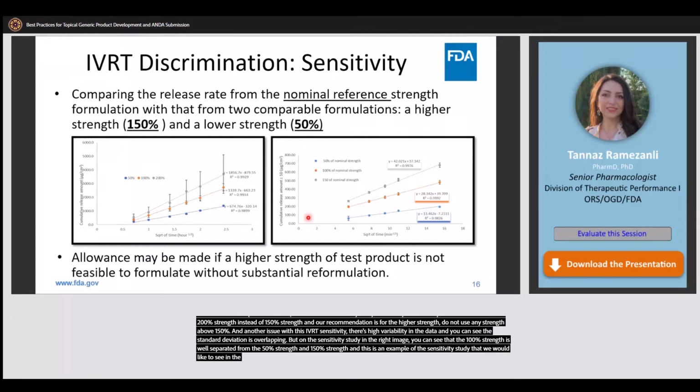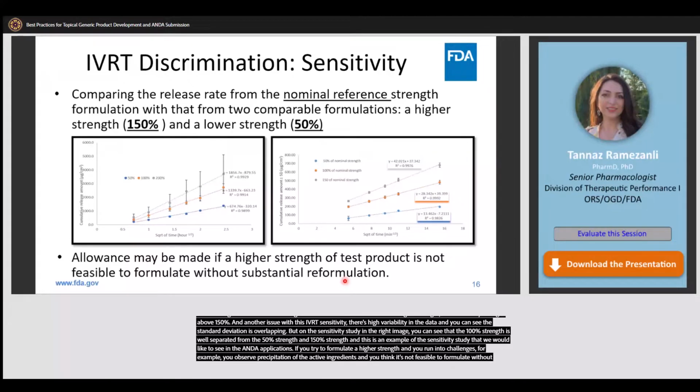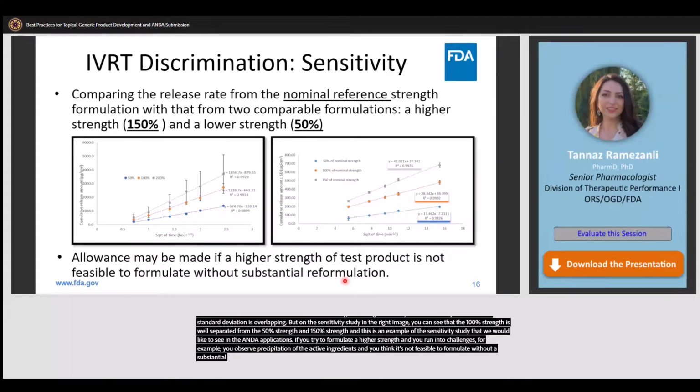If you try to formulate a higher strength and you run into challenges, for example, you observe precipitation of the active ingredients and you think that it may not be feasible to formulate it without substantial reformulations, well, you can use other strategies, but we recommend that you reach out to the agency through control correspondence or pre-ANDA pathways.